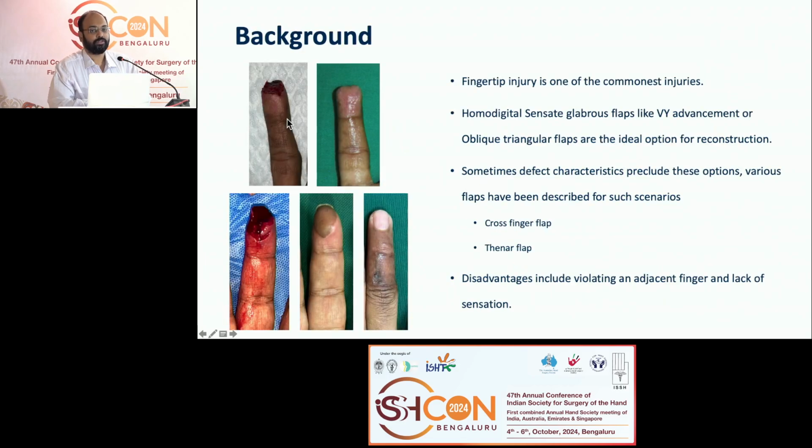Fingertip injury is one of the commonest injuries that we encounter as hand surgeons, and homodigital sensate glabrous flaps like VY advancement or oblique triangular flaps are the ideal option for reconstruction, as they provide sensate glabrous skin. But sometimes the defect characteristics and geometry preclude these options, and various options have been described for such scenarios, like the cross finger flap and the thenar flap. The disadvantages of those options are that they involve violating an adjacent finger or a contact surface of the palm, and lack of sensation.